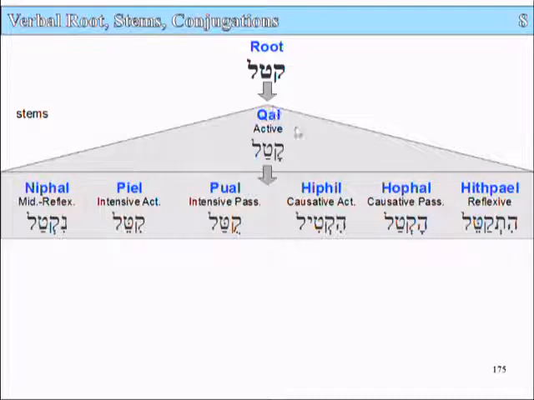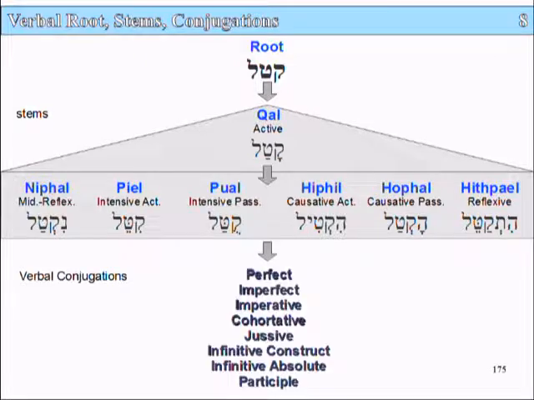So we have 6 stems from the Qal stem, so 7 stems in total. And from these, just like in the Qal stem, we also have perfects and imperfects and imperatives, cohortatives, jussives, infinitive construct, infinitive absolute, and participle, as we saw these in Lesson 7.